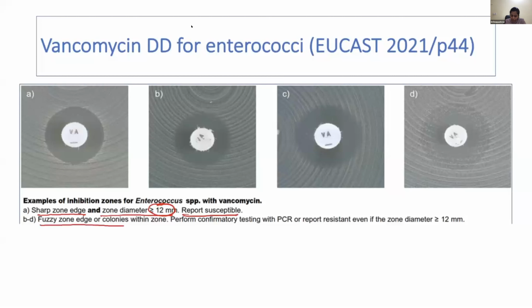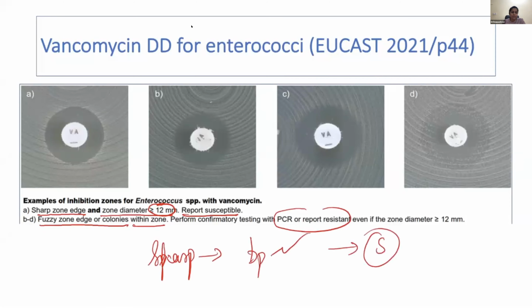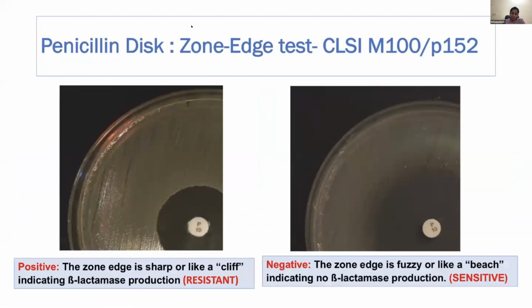If fuzzy zone edge or colonies within the zone, then it is required for you to perform another test and then confirm the vancomycin susceptibility in enterococci. This is a very important thing. If a sharp zone is there, then your breakpoint is satisfied, and you can go and report it as sensitive. If it is a fuzzy zone, it is always better to have a backup confirmatory test. All of us must be aware of this.